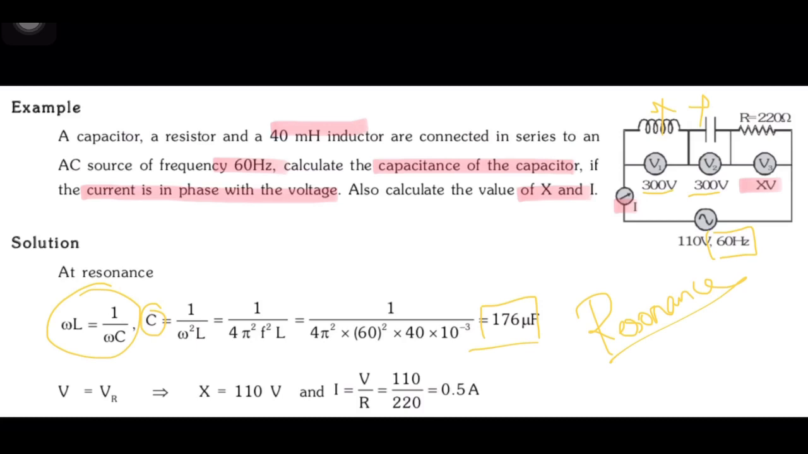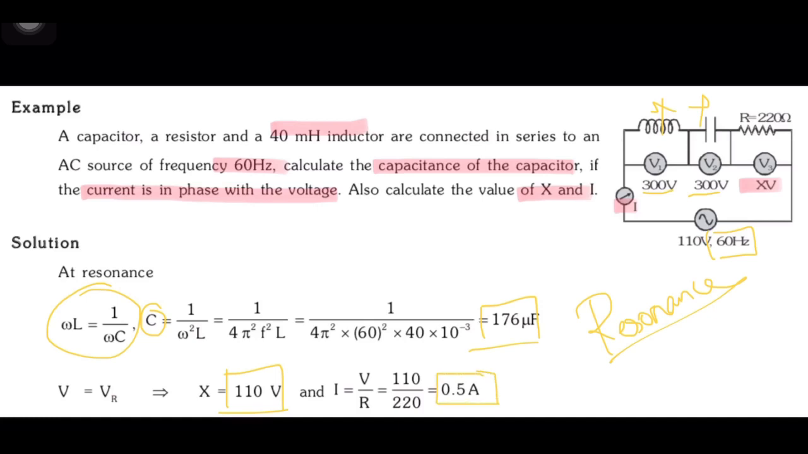There is no effect. It will act just like a short circuit, and the entire voltage will be dissipated across the resistor. So that x value will be 110 volts. So the total current flowing will be 110 volt divided by 220 ohms, which is 0.5 ampere.